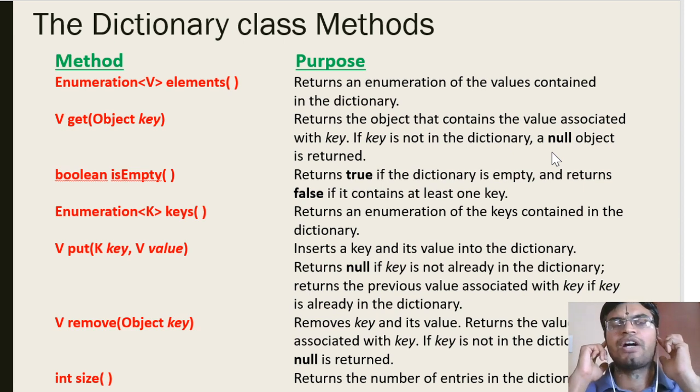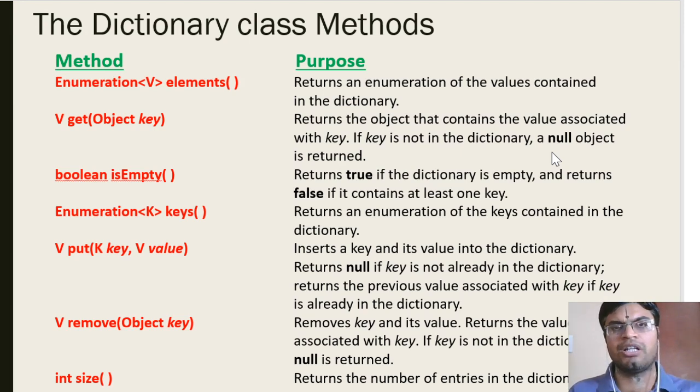Next we have another function called the remove function. This remove function is basically used to remove the key value pair in your dictionary. So in my remove function I have to specify which key value pair. By just giving the key, it will remove that key value pair and it will return the value of whichever key is being removed. Finally, we have another function called size.